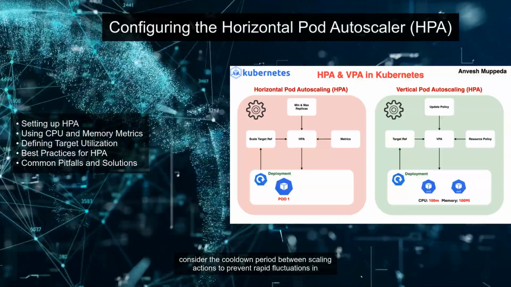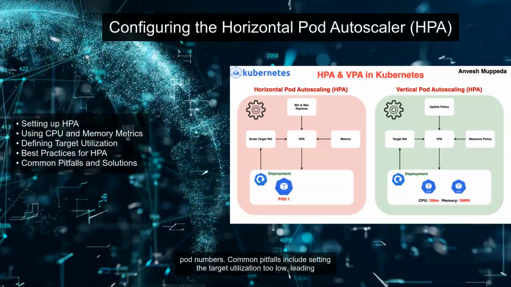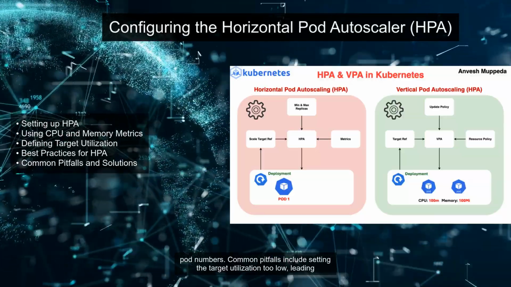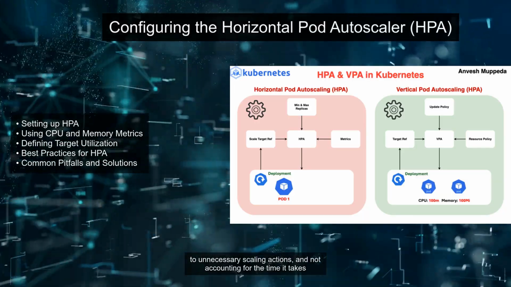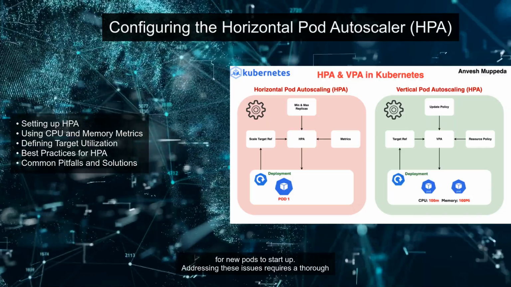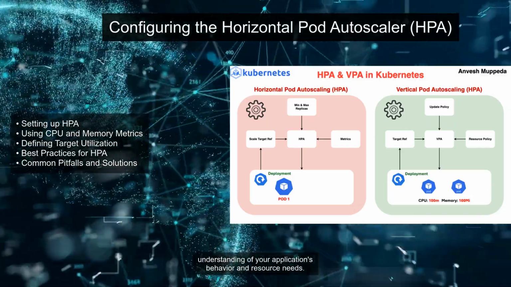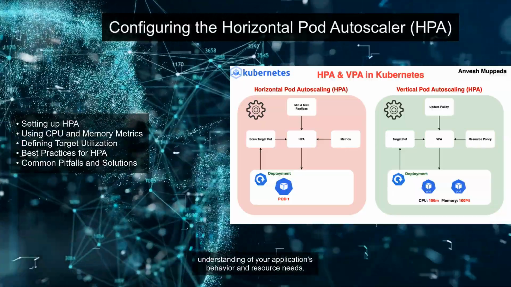It's also essential to consider the cooldown period between scaling actions to prevent rapid fluctuations in pod numbers. Common pitfalls include setting the target utilization too low, leading to unnecessary scaling actions, and not accounting for the time it takes for new pods to start up. Addressing these issues requires a thorough understanding of your application's behavior and resource needs.